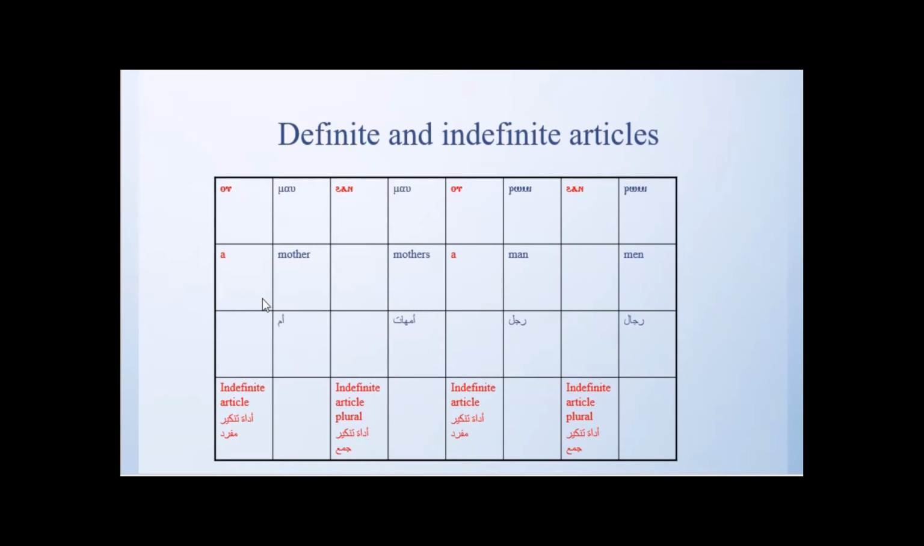Here we have some examples about the usage of the indefinite articles. Ou mau means a mother. Han mau, mothers. Ou romi, a man. Han romi, men.